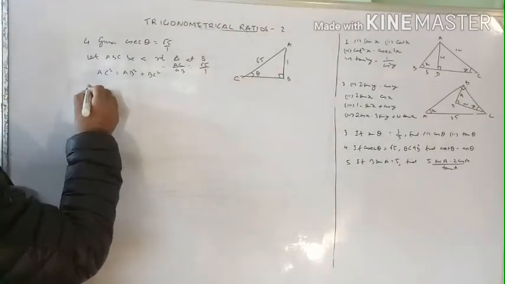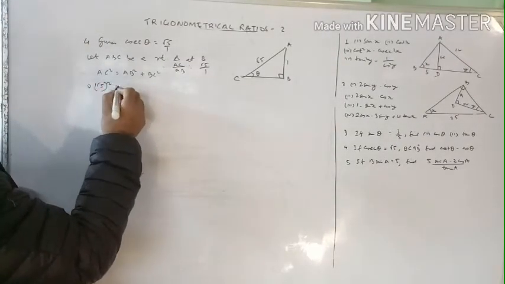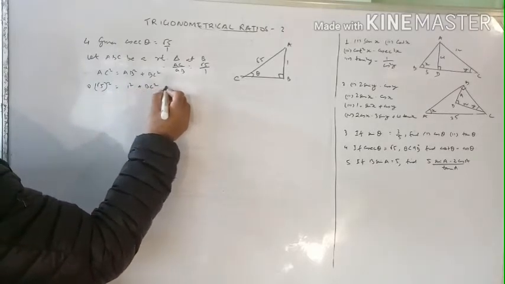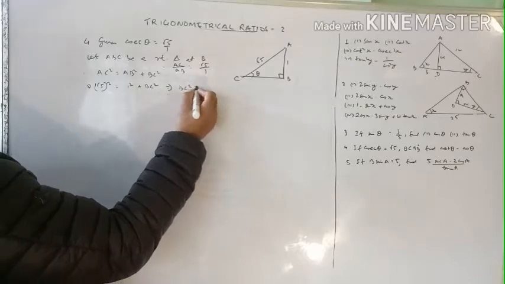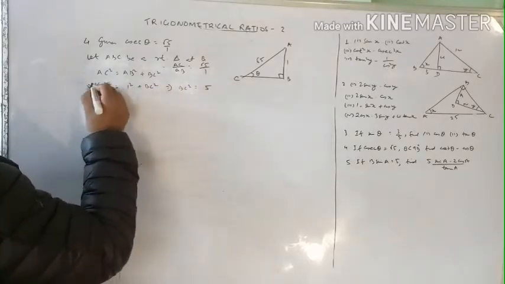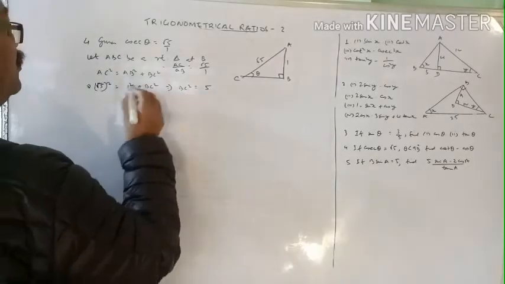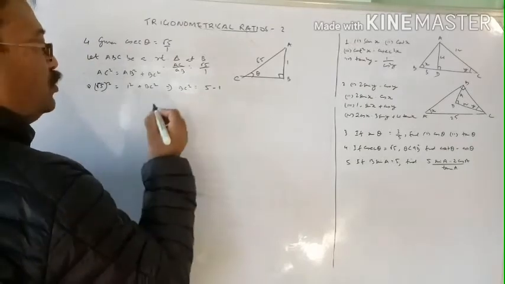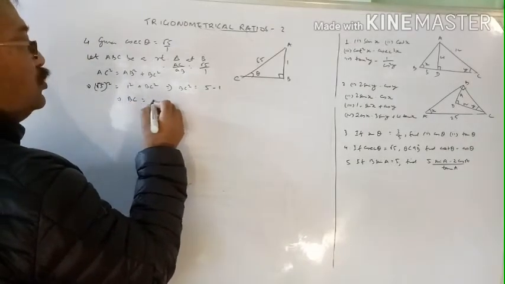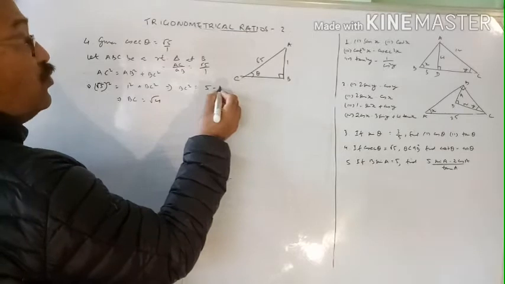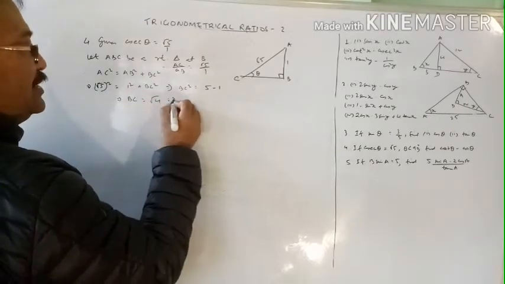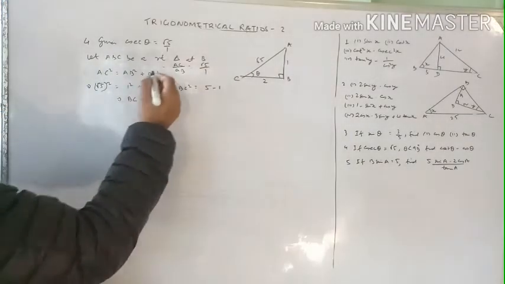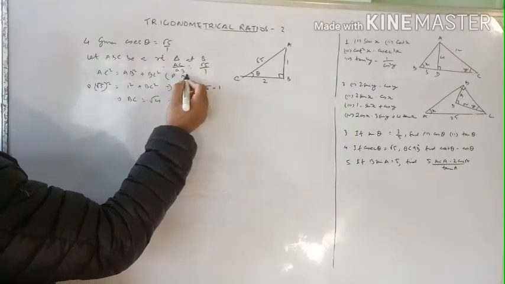So AC is root 5, AB is 1, and we have to find BC. AC square equals AB square plus BC square, which implies BC square equals root 5 square, which is 5, minus 1 square, which is 1, because when 1 comes to this side it becomes minus 1. So BC equals root over 4, because 5 minus 1 is 4, and when you remove the square you get root 4, that is 2, because BC is a length, so we take positive. This is using the Pythagoras theorem once again.